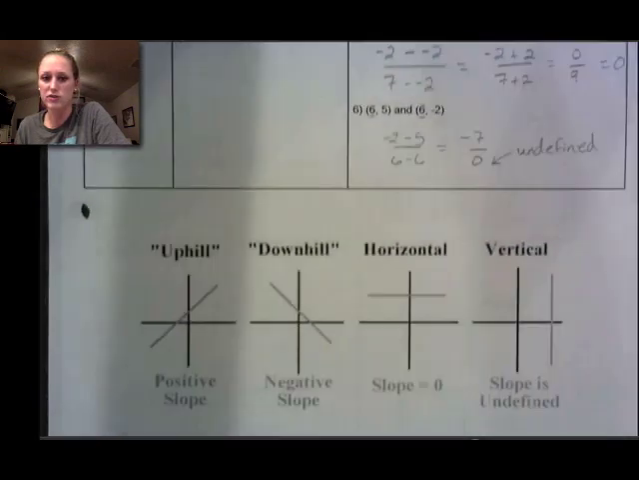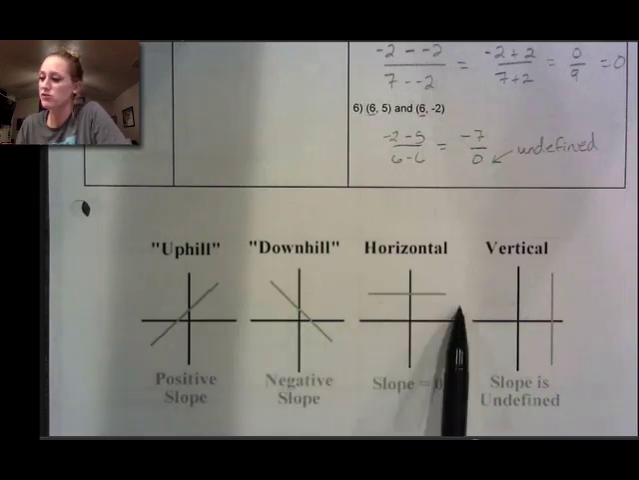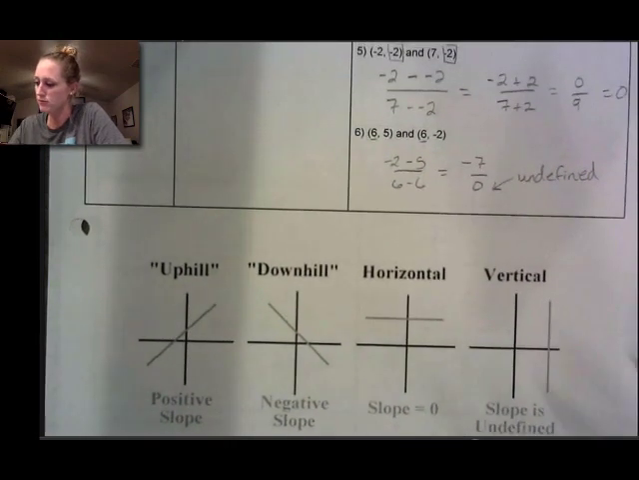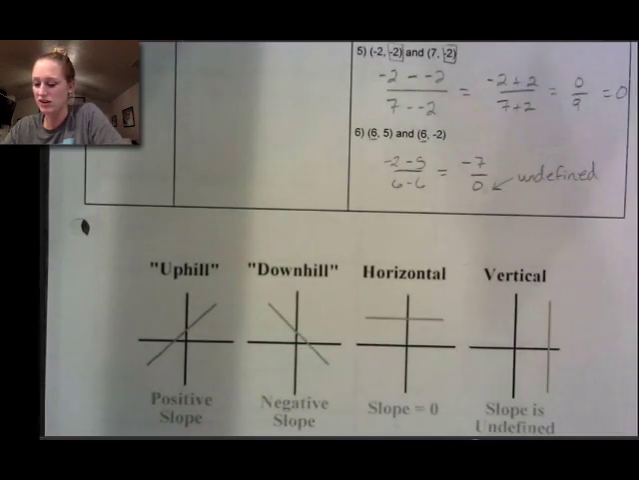Here are some helpful images, just to remind you of the different slopes. That uphill or increasing look is always positive slope. Downhill and decreasing is negative. Horizontal slope is 0, which looks like number 5 that we just did. And vertical, we end up dividing by 0, and that is an undefined slope.